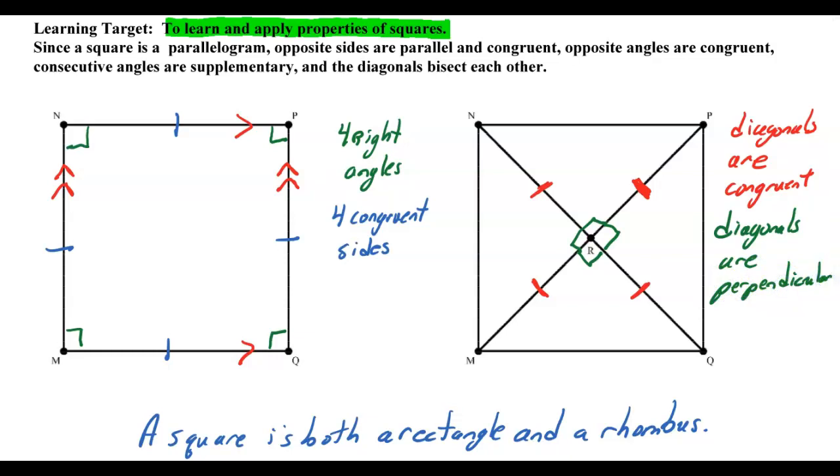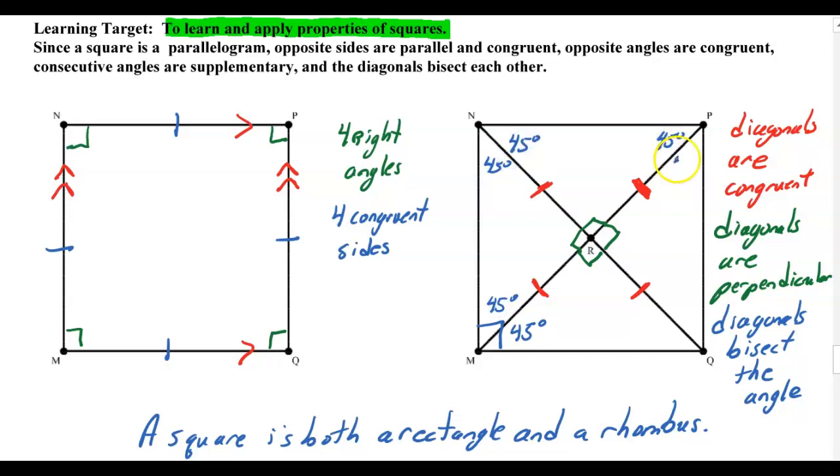And since it's a rhombus, we also get the diagonals bisect the angles. And since the angles are 90 degrees in the corner, if we were to cut that in half, this angle PMQ is 45 degrees, the one above it is 45 degrees, and in fact, all of the angles are 45 degrees. So a square is both a rectangle and a rhombus, and we get the following properties regarding the diagonals.